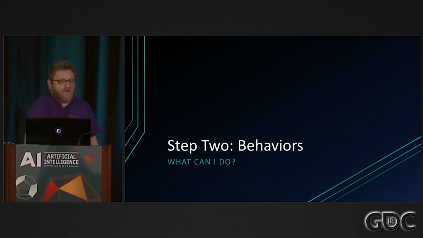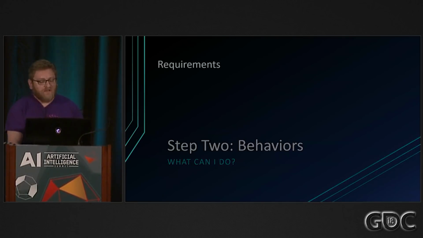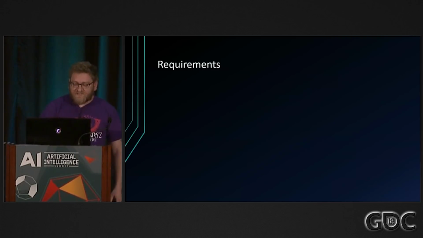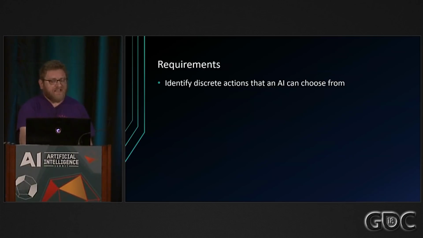So we have a whole lot of data about the world. The next thing that we want to ask is what kinds of things can we do to influence that data? How can we feed back into the simulation and do things? So again, I'll start with some quick requirements that I imposed on this project. I wanted to have a set of actions that the AI could choose from.